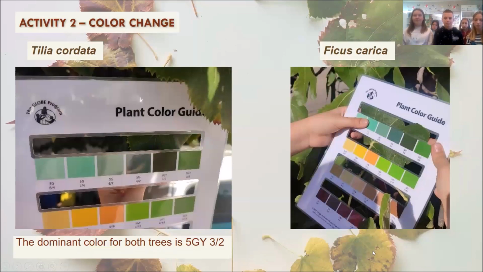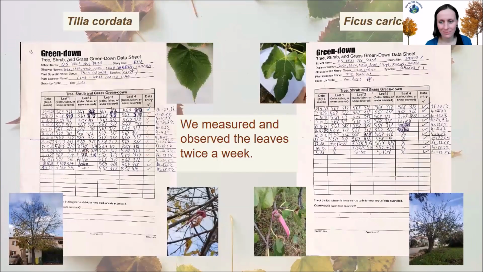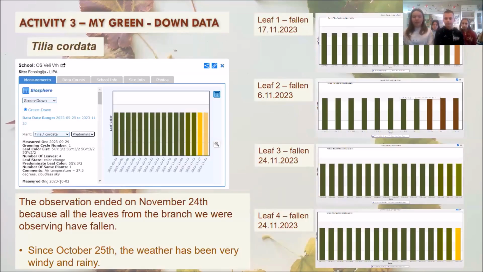At the beginning of the observations, the leaves of both trees were dark green, 5GY. These are photos of our activities during the observations. We observe the leaves twice a week and record the data. On the graphs, we can see changes of the color of lime tree leaves. The observation ended on November 24th because all the leaves from the branch we were observing have fallen. Since October 25th, the weather has been very windy and rainy.